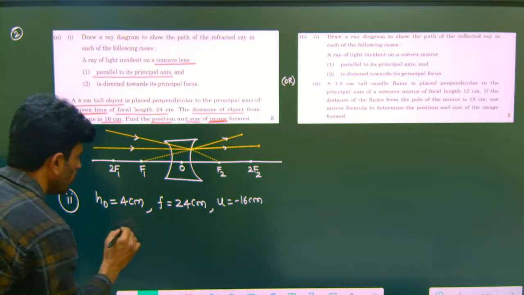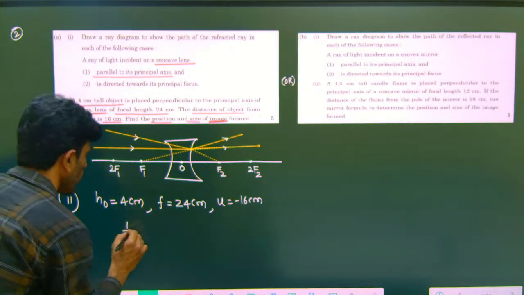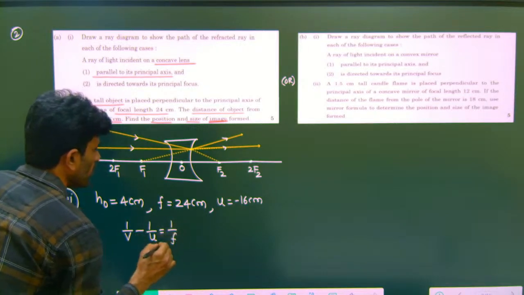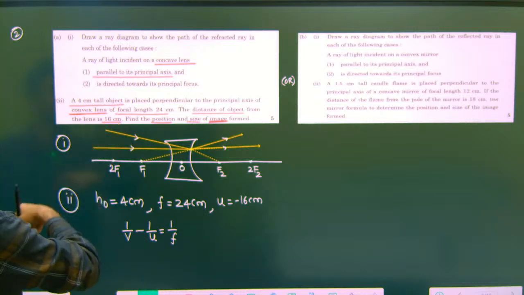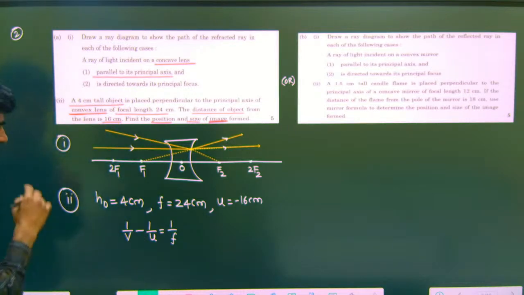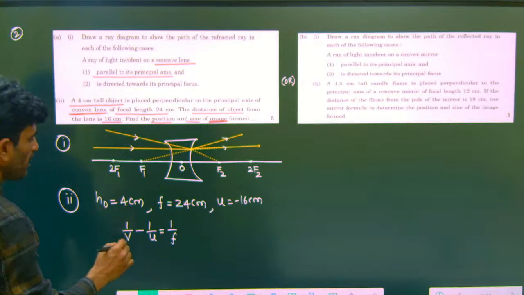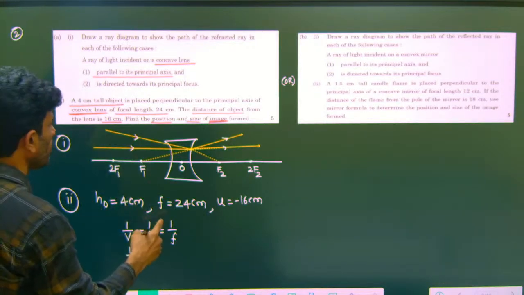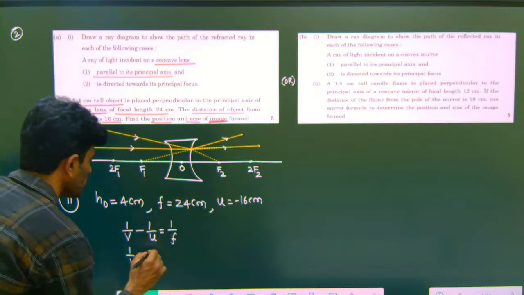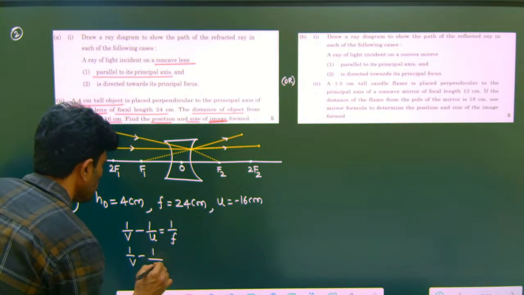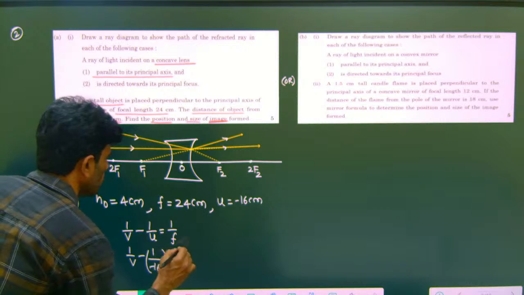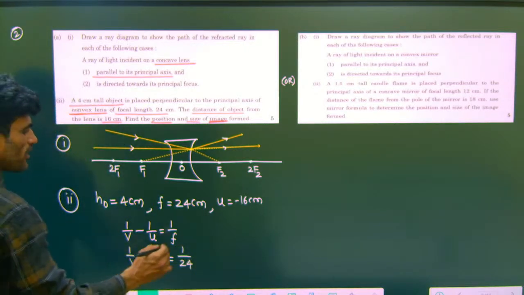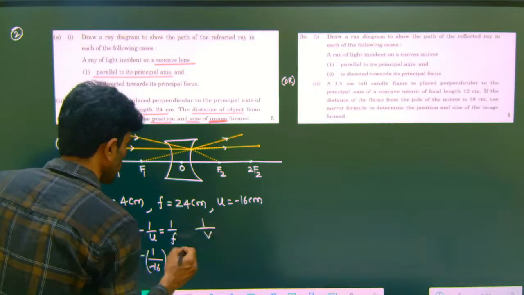So what we have to find out here, V and HI. To find V, we have to use lens formula: 1 by V minus 1 by U is equal to 1 by F. Is it about mirror or lens? We have to see first. It is about lens, convex lens. So lens formula we have to use. 1 by V minus 1 by U, U is minus 16, is equal to 1 by F, which is plus 24. Minus into minus is plus, so 1 by V plus 1 by 16.